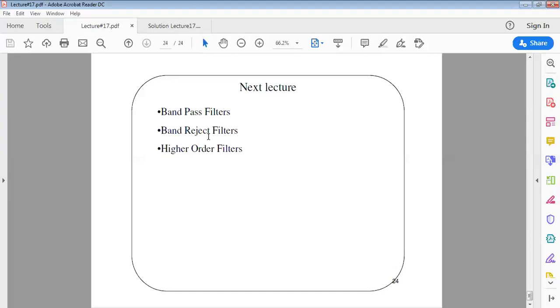So, to conclude, we are not going to cover lecture 18, and this will be the end of chapter 5. Next, in lecture 19, we are going to proceed with a new chapter, chapter 6, which is on filter design techniques.